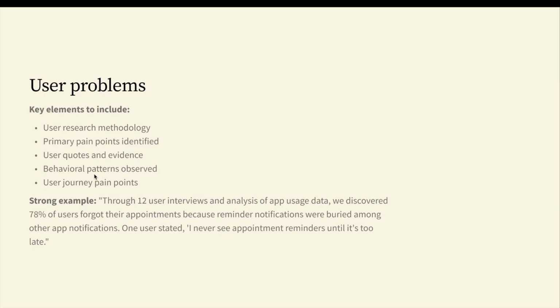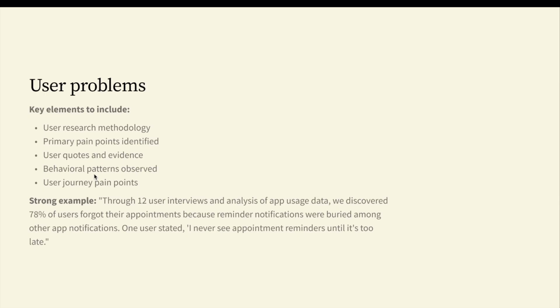And then behavior patterns observed. We need to highlight the patterns in user behavior, like the common workarounds users have developed, or abandonment points in the user journey. Where are they dropping off? Where are they having friction points? Why are they stopping at a certain point, why are they not proceeding to checkout? We looked at user behavior yesterday.